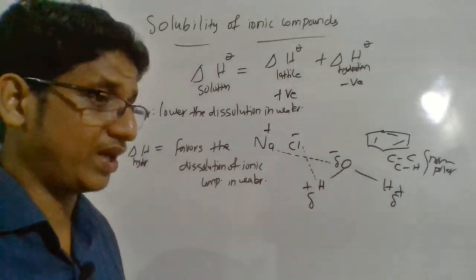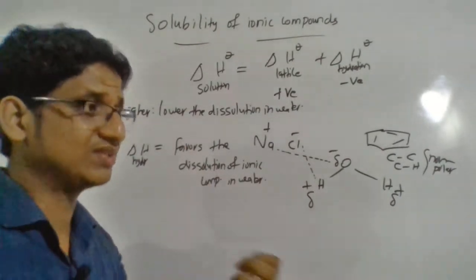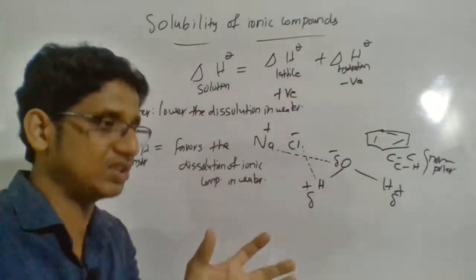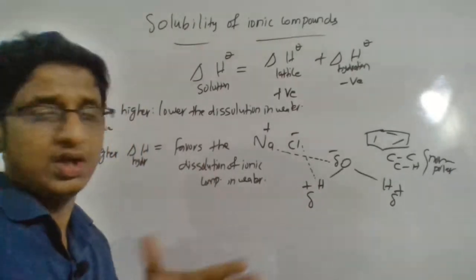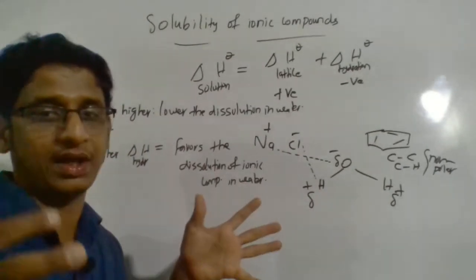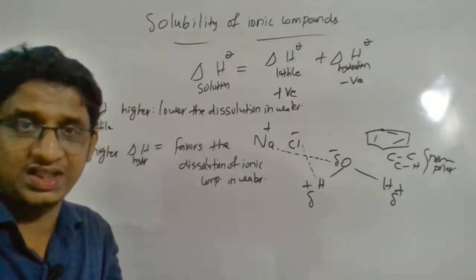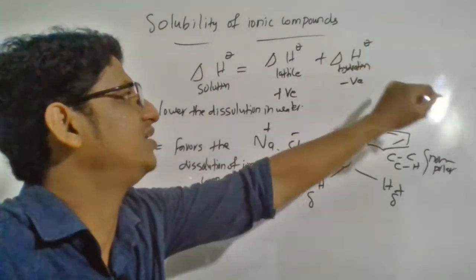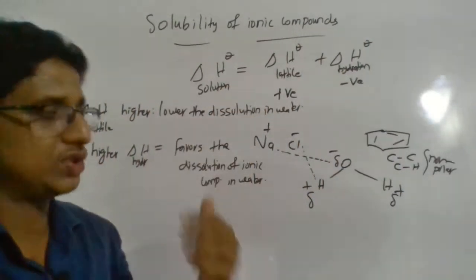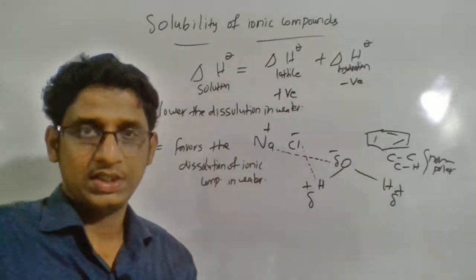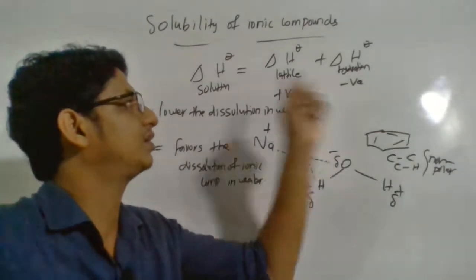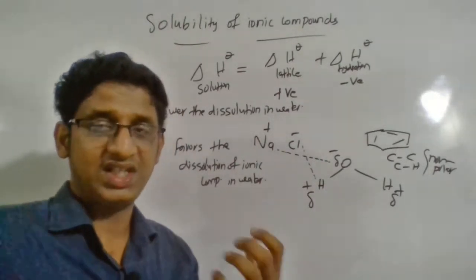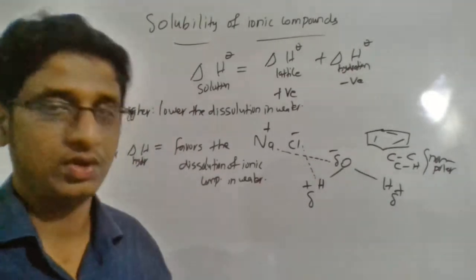Now you may think why some of the salts are sparingly soluble. It may be due to higher lattice enthalpy, because the lattice enthalpy is so high that it's difficult to separate the ionic compound into gaseous ions. Another factor may be that hydration enthalpy is low, because we want more energy to be released so that the net delta H is negative. That's what we want. So these are the two important factors which influence the dissolution of an ionic compound in a solvent.